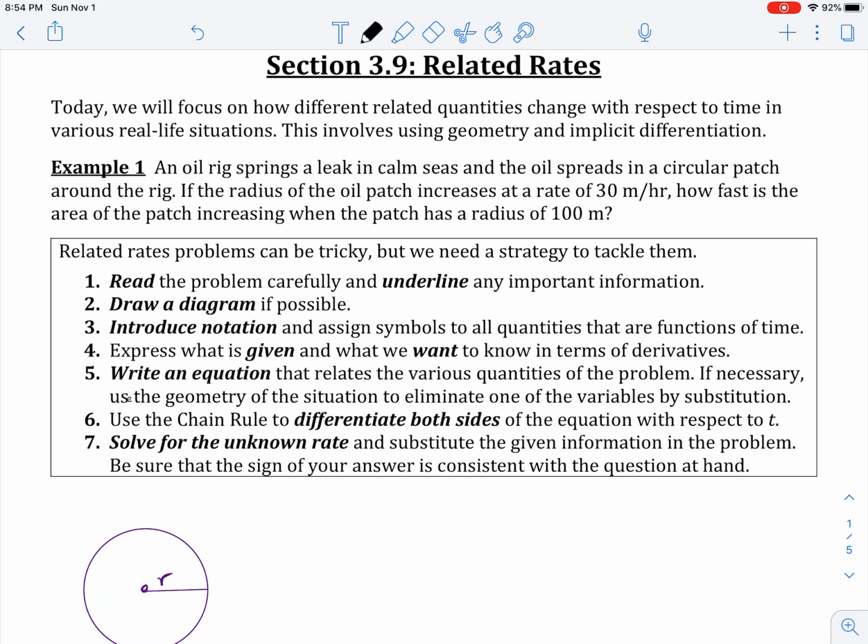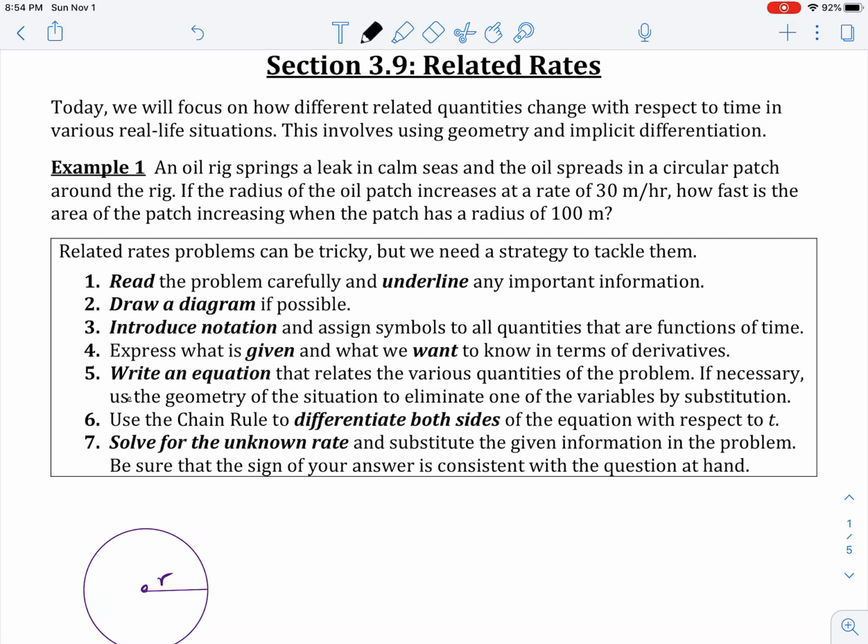So always with application problems, you want to read the problem carefully, underline any important information, and you might want to read it again and then read it a third time and figure out what it is that you need to find. And definitely look for: am I given a rate of change and asked to find another rate of change? Then yes, I'm dealing with related rates.